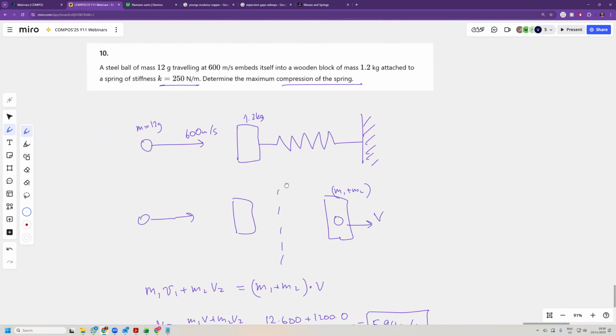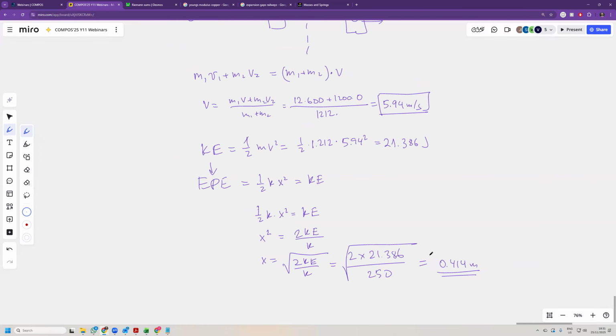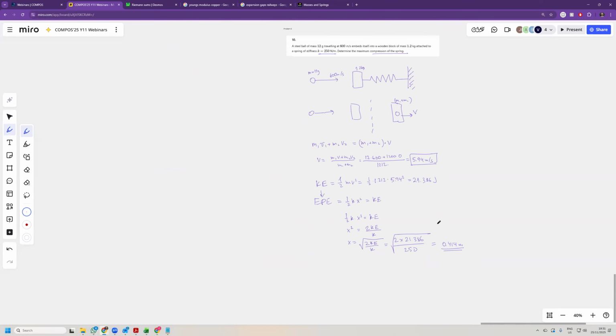And what is the spring constant? It's 250. So it's the square root of 2 times 21.386 divided by 250, which is 0.414 meters. So quite a lot, right? But it is quite a fast speed. So the pellet hits the block, the block moves, compresses the spring, and kinetic energy transforms into elastic potential energy.